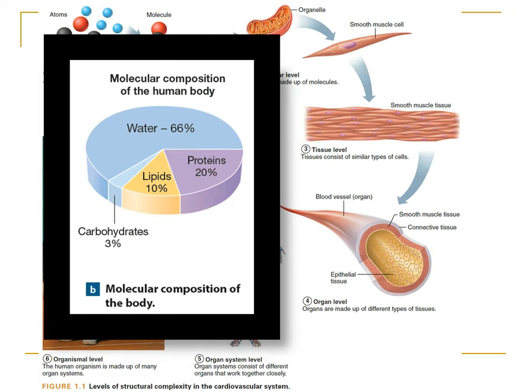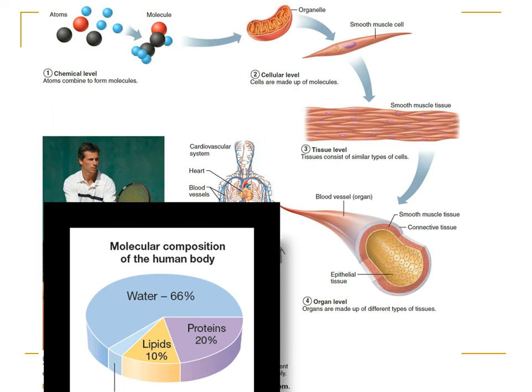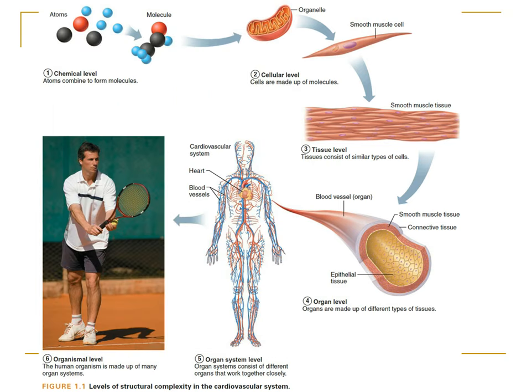And when you see the molecular composition of our body, 66% is water, followed by proteins, lipids, and 3% carbohydrate. This is the molecular composition of the human body, and we have the famous molecule, the DNA. Different elements combine to form a molecule, and the DNA is the best example of a molecule present in the human body.